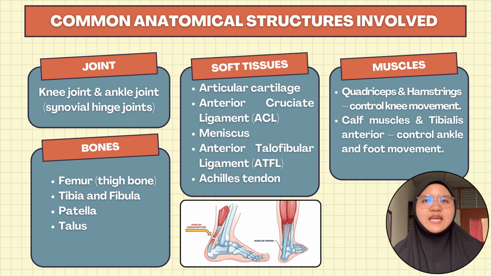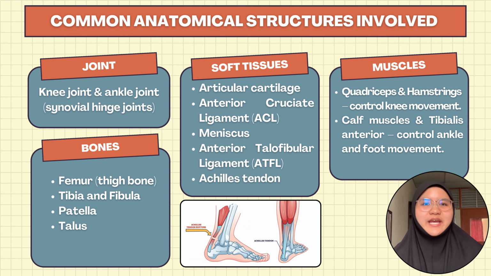absorber in the knee, and in the ankle, the anterior talofibular ligament, or ATFL, is the most commonly injured ligament during ankle sprains. The Achilles tendon is also important as it connects the calf muscle to the heel bone and is vital for walking. Next, we will look at the muscles. Quadriceps and hamstrings control the knee extension and flexion and often weaken after injury. Calf muscles, along with tibialis anterior, control movement of the foot and ankle, especially during walking.